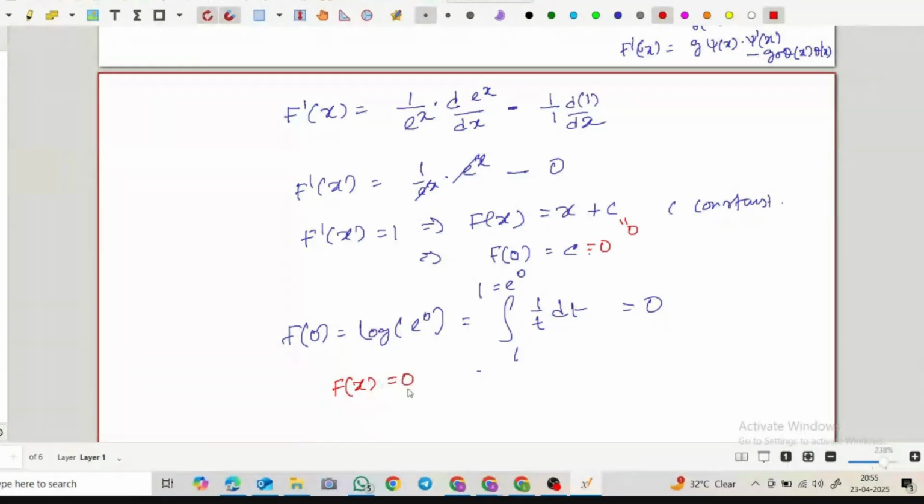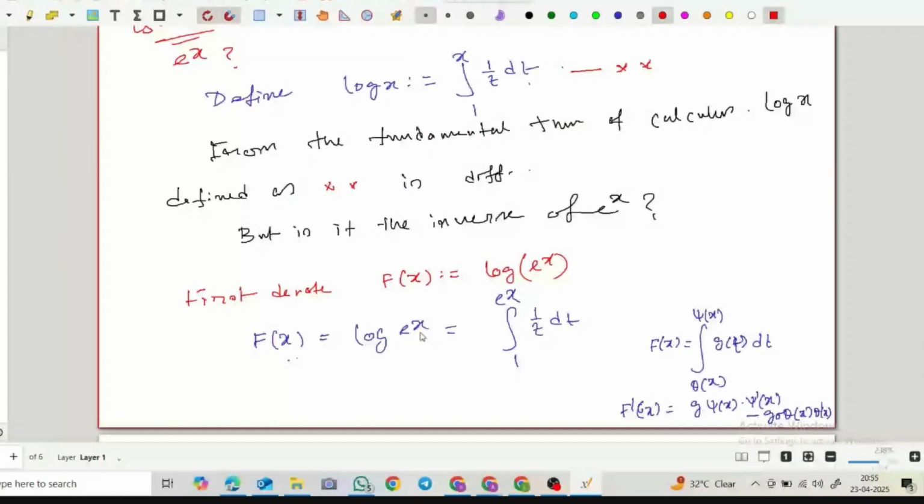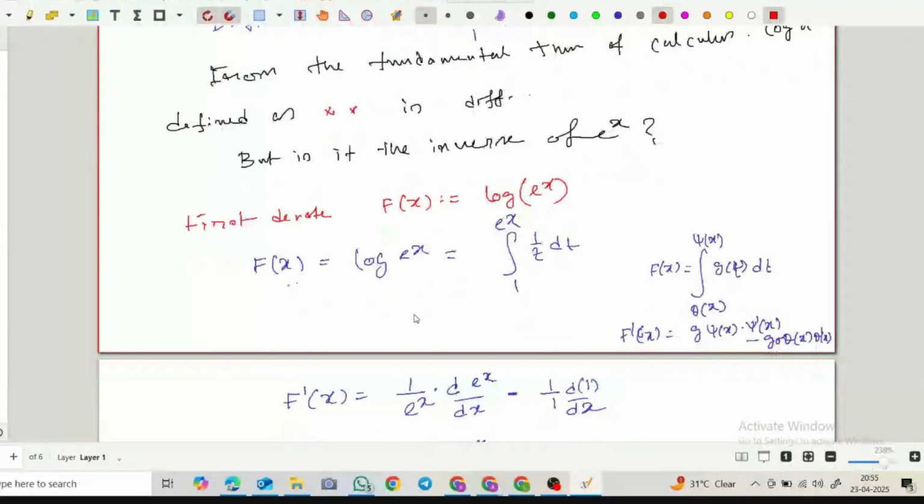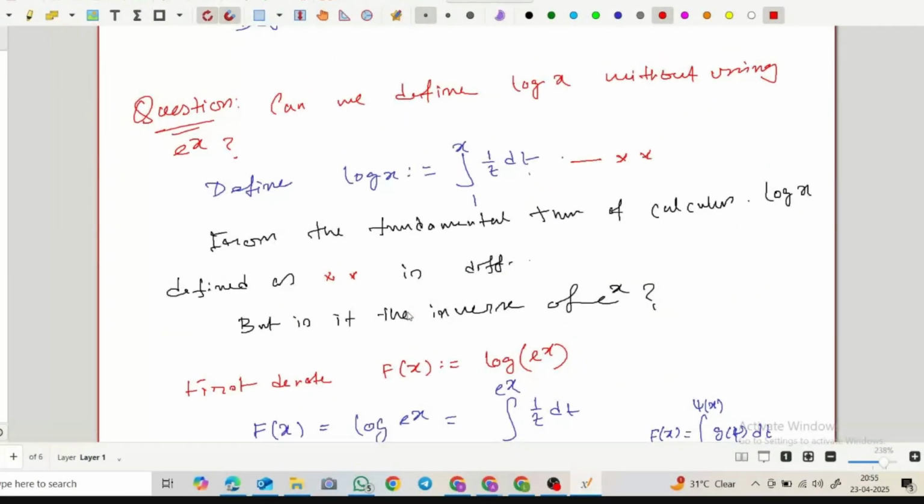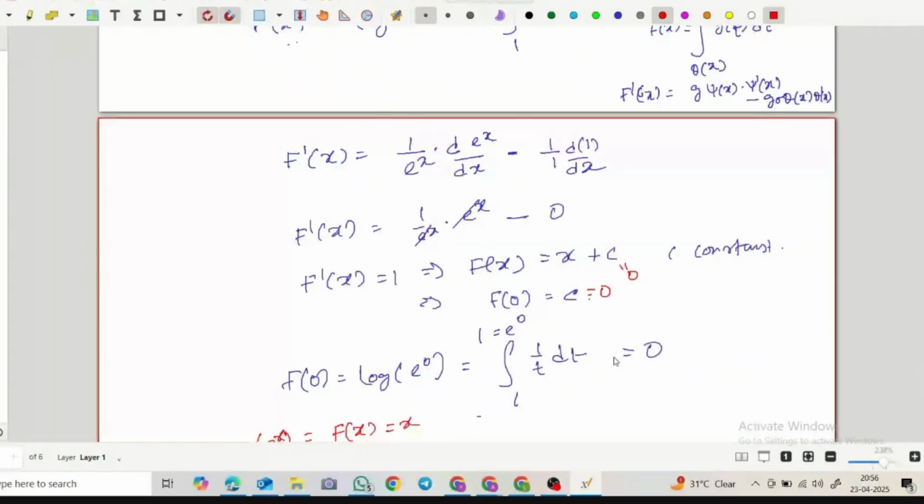So indeed you have log of e to the power x is indeed x. Okay, so now we have defined log x without actually going into the details of how to define e to the power x. But again, you see, we have used e to the power x here. But we didn't use the fact that e to the power x is injective and continuous and all those things. We just escaped that part. So by that, I will conclude today's class.